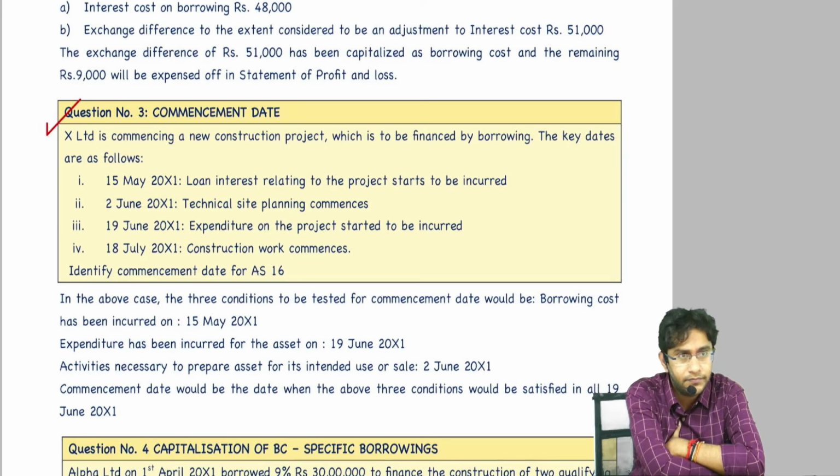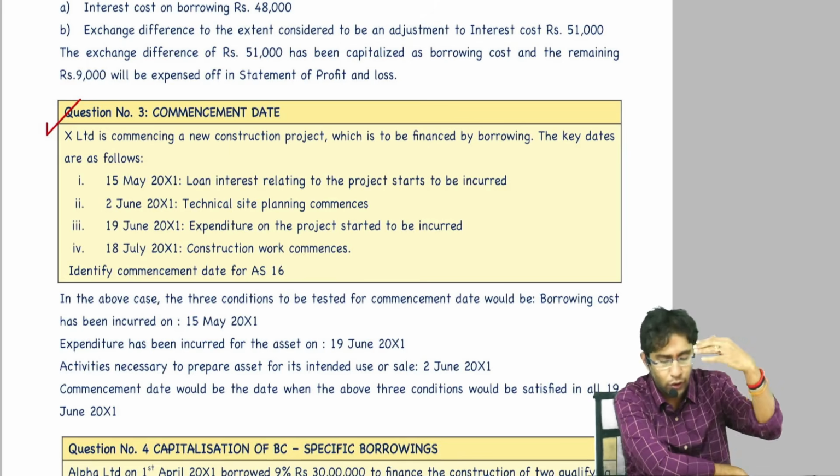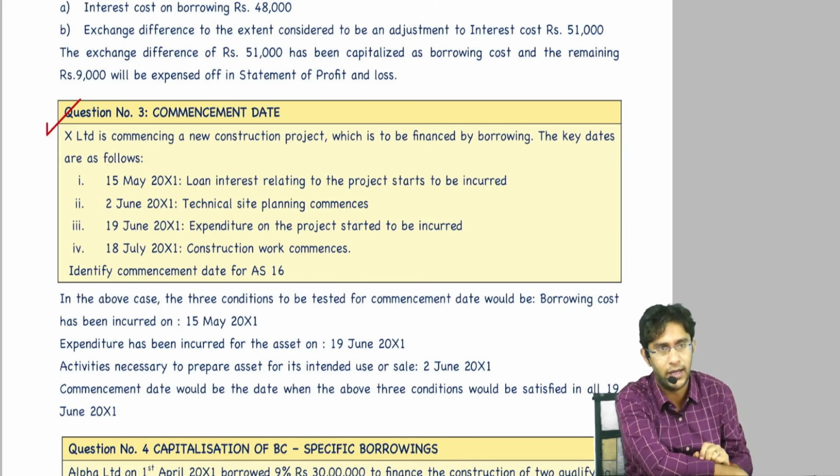Excel Limited is commencing a new construction project which is to be financed by borrowings. The key dates are as follows. 15th May, loan interest relating to the project starts to be incurred. 2nd June, site planning commences. 19th June, expenditure on the project starts to be incurred. 18th July, construction work commences. See, they gave it to you in chronological order only, May, June, July, like that.